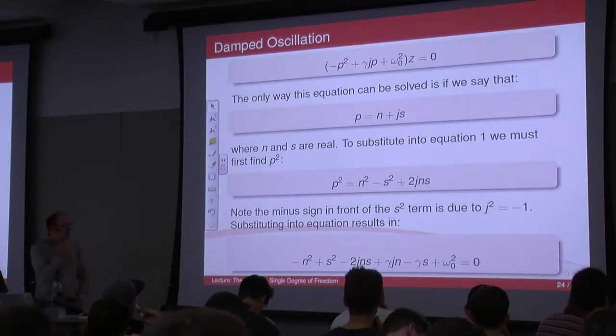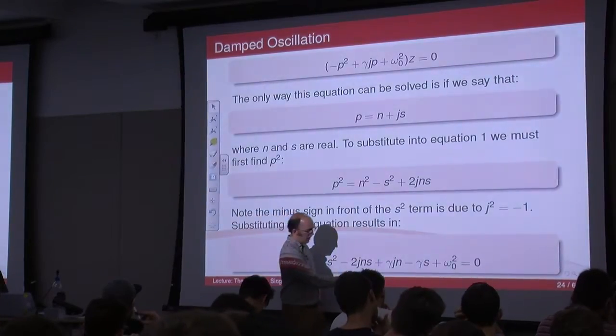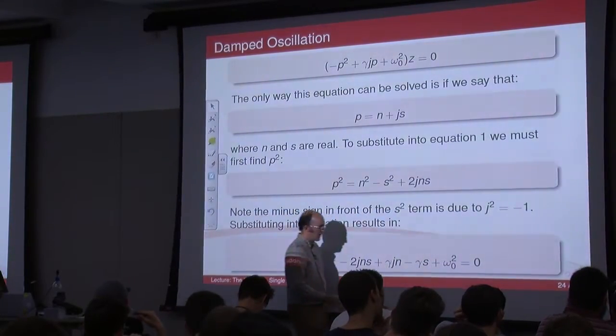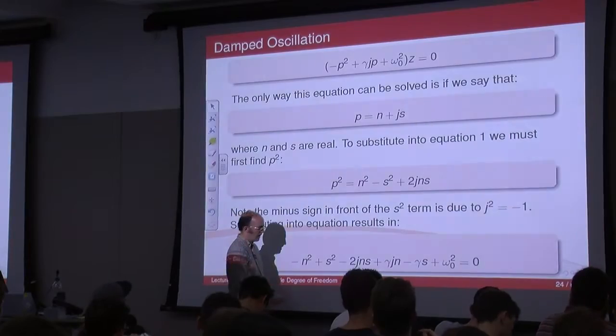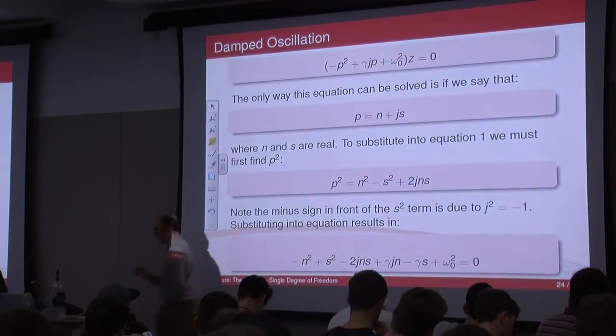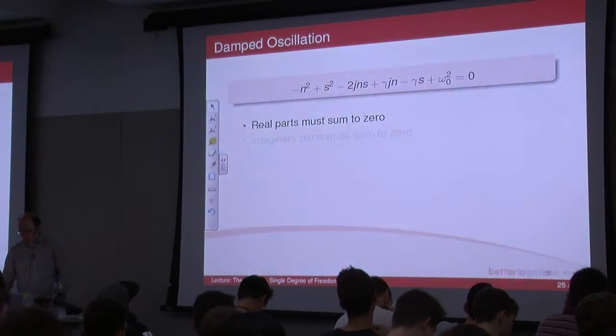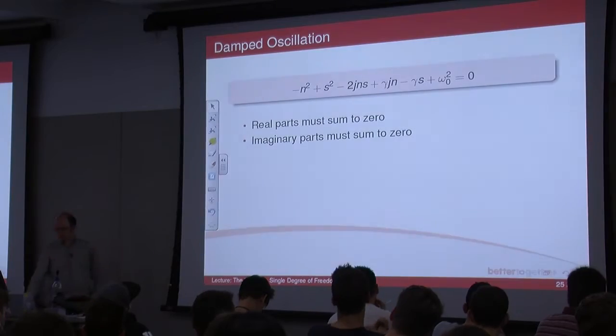Now look at what happens, okay? We've got a real bit, and a real bit, and a real bit. That can be equal to 0. And this imaginary bit as well can also be equal to 0, depending on what certain things are. So if we move through, real parts must sum to 0, imaginary parts must sum to 0.